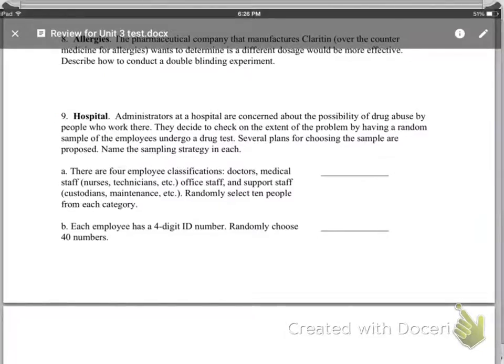Okay, and so here we want to know if Claritin, an over-the-counter medicine for allergy, if a different dosage would be more effective. Describe how to conduct a double blinding.